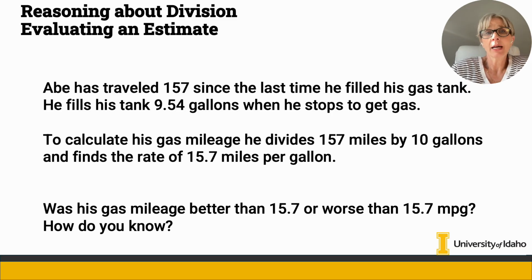How do you know? What we hope kids would realize is that if we're really dividing by a smaller number, 9.54, our 15.7 is an underestimate of the gas mileage. His gas mileage was actually better than 15.7. This is the kind of mental math that can help us focus on concepts of what division really is.